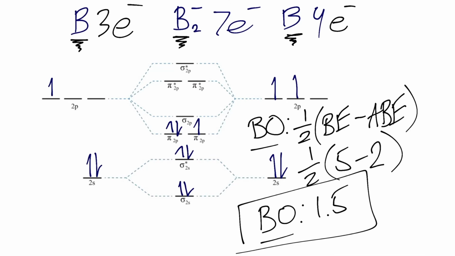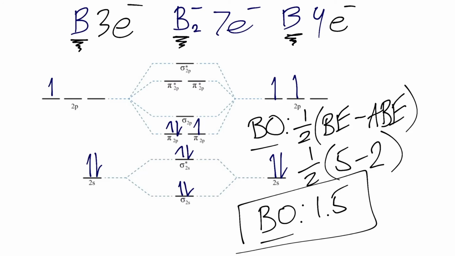A bond order of 1 typically corresponds to a single bond, while a bond order of 2 usually means a double bond. So a bond order of 1.5 is pretty much telling us that the bond in B2- is somewhere in between the strength of a single and a double bond.